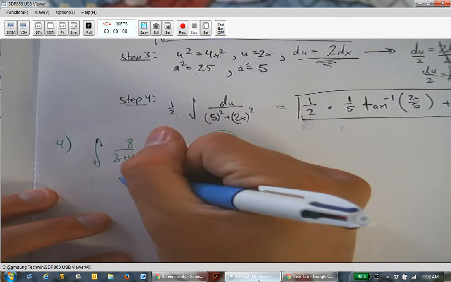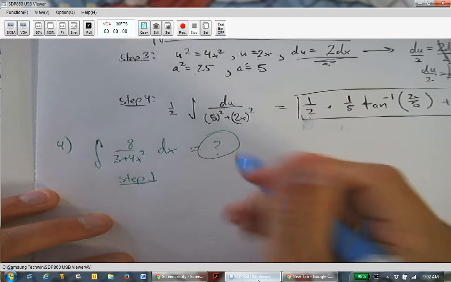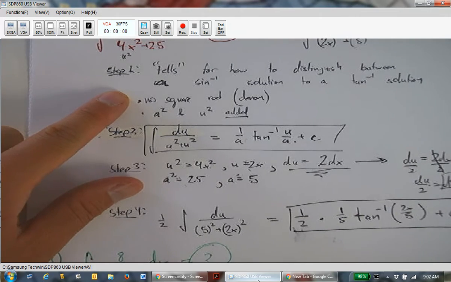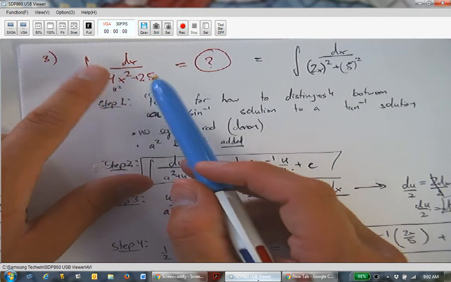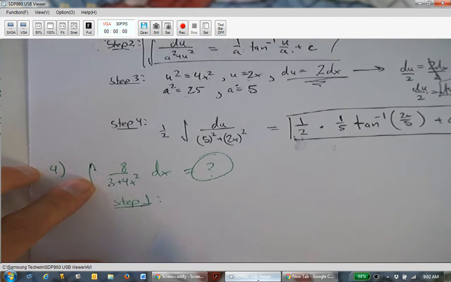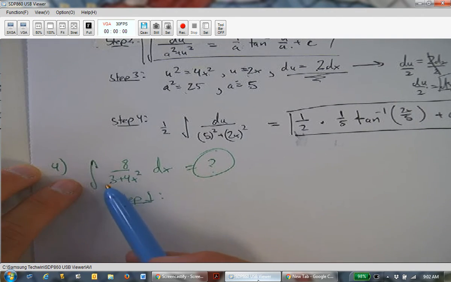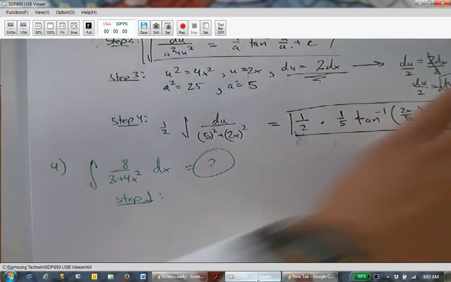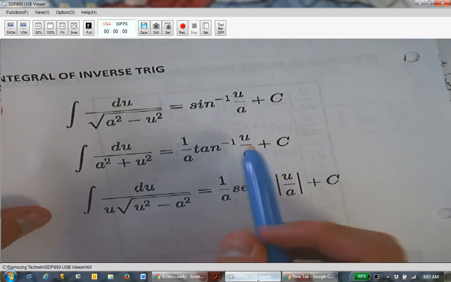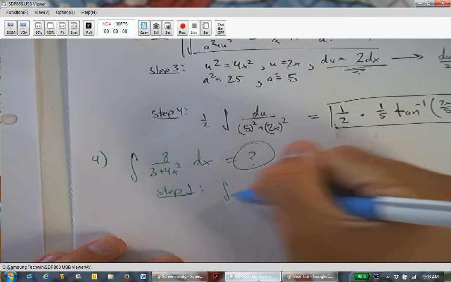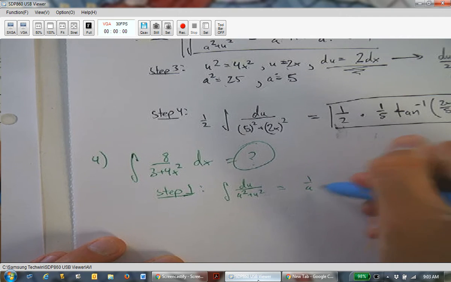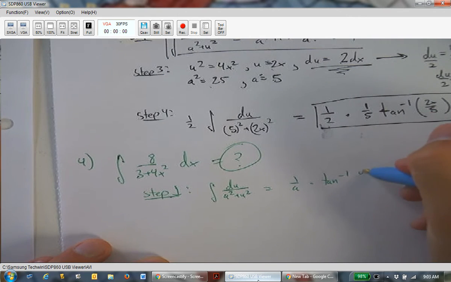Okay, so step 1. Last time I said to go through the tells, but you don't have to give me the tells, the things you used to identify that this was going to be a tan inverse solution. I think you know by now there's no square root sign on the bottom and they're not being subtracted. I'll rewrite this on my own paper. The solution should be that if you have a statement that looks like a squared plus u squared, the integral is equal to 1 over a times tan inverse of u over a plus c, okay?